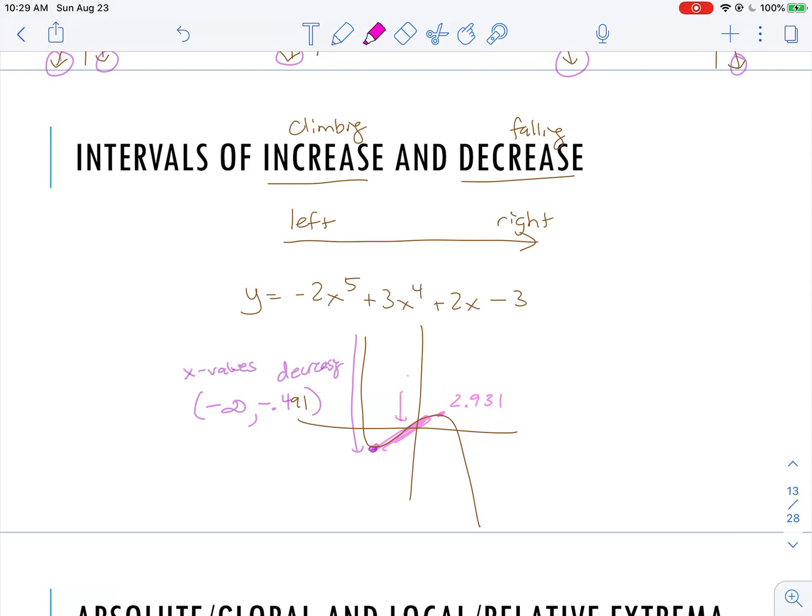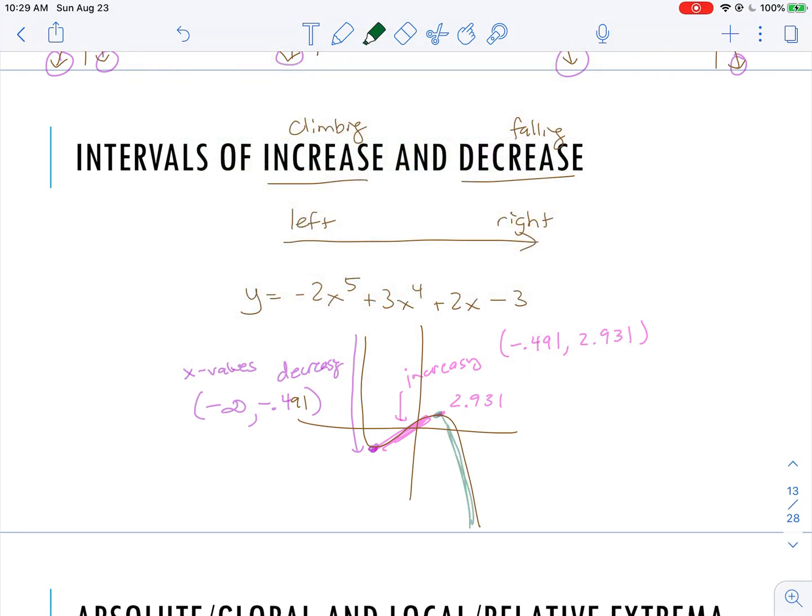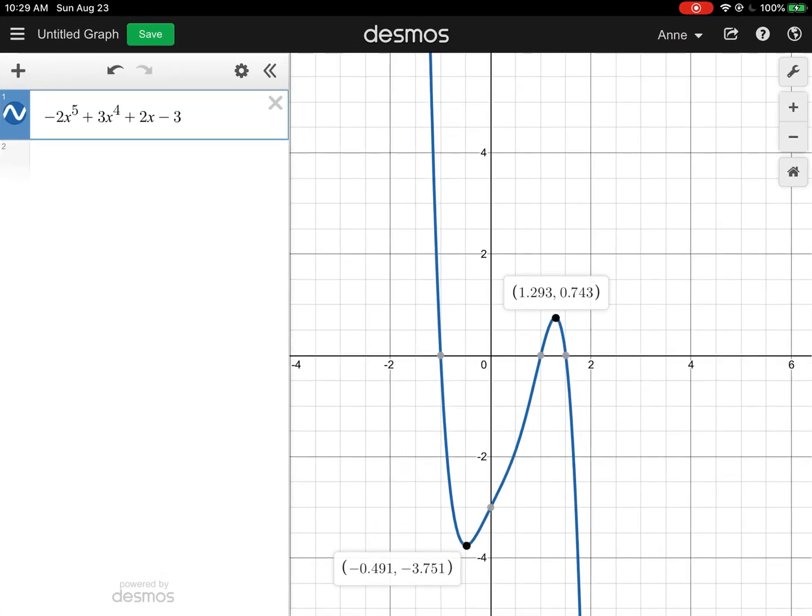So my graph is increasing right here, because the graph is climbing. So it's increasing from negative 0.491 on the x-axis to 1.293 on the x-axis. And then if you notice after that, my graph falls for the rest of the time. So that is decreasing, from 1.293 on the x-axis all the way to infinity on the x-axis. Again, the intervals are named with x values, not y values.